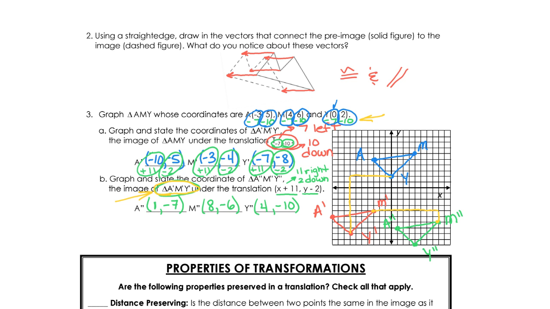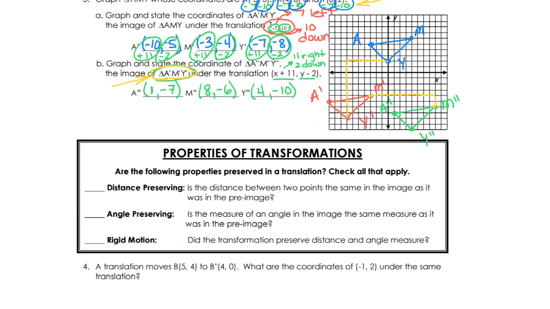All right. We'll slide down and take a look at the properties of transformations, just like we did on the reflection day. It says, are the following properties preserved in a translation? Check all that apply. So distance preserving: is the distance between 2 points the same in the image as it was in the pre-image? For instance, if you look at line segment AM, is it going to be the same length as this line segment, which is the same length as this line segment? Yeah, the distance between those 2 points, A and M, didn't change in any of those 3 triangles, and so we're going to say distance is preserved.